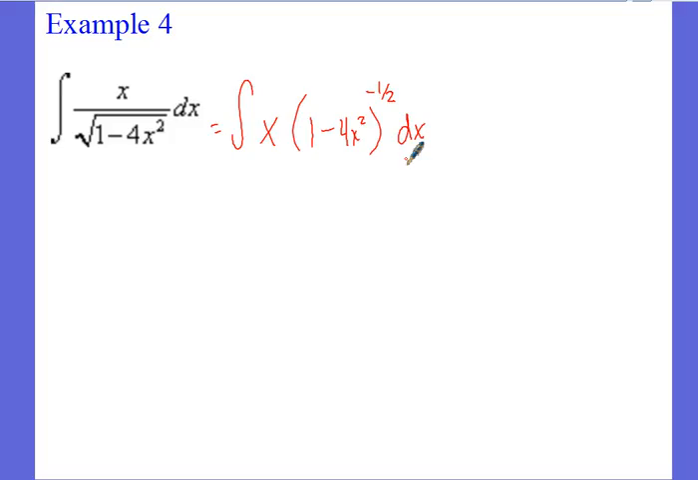Okay. So now, this one's also kind of one of those, oh, I'm kind of stuck because I only have one option. Which one do you think my u is going to be? The 1 minus 4x squared? So if u is 1 minus 4x squared, what's du? Negative 8x dx.